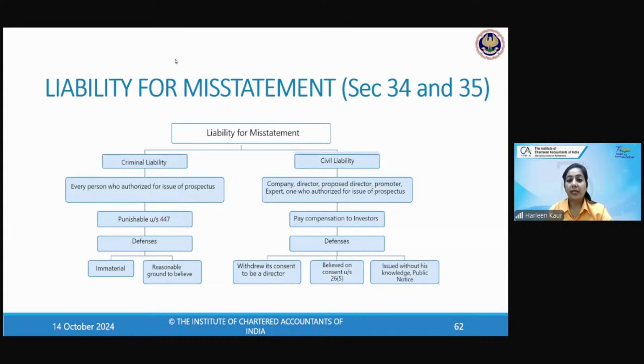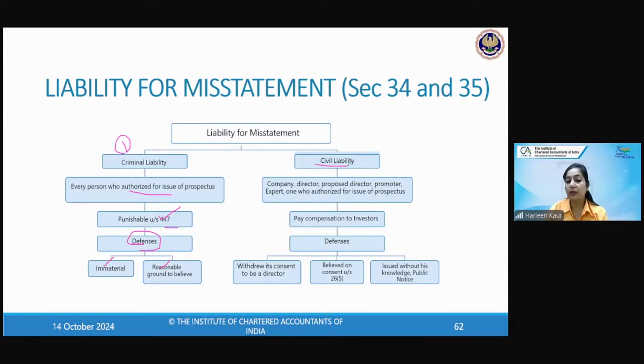So these are your misstatement liabilities under sections 34 and 35. Number one, let's do this table and then we will cover the content from the study also. Number one, criminal liability: every person who has authorized the issue of the prospectus is punishable under 447. What are the defenses available? Information immaterial, reasonable belief. Civil liability.